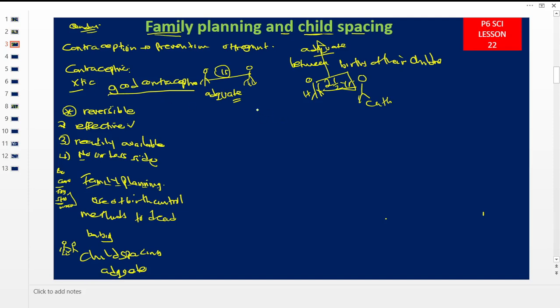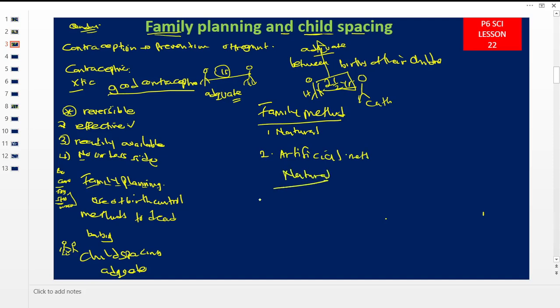Okay, now let us look at the family planning methods, which we can also call contraceptives. They are divided into two. One, we are having the natural, and two, we are having the man-made, the artificial methods. Now let us start with the natural ones. One, the best one is abstinence.